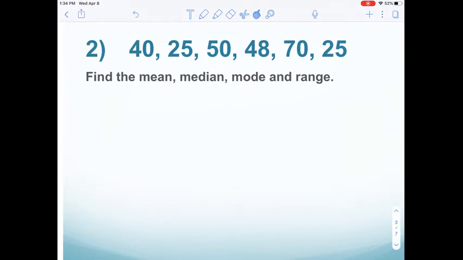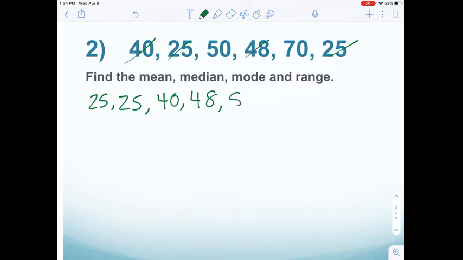Number 2 says find the mean, median, mode, and the range. The first thing we should do when given a set of data is to put it in order from least to greatest. So we have 25, 25, 40, 48, 50, and 70. And then to double check I have all of them, I'm going to count up how many I have. 1, 2, 3, 4, 5, 6. Count how many I was given. 1, 2, 3, 4, 5, 6. And they match, so that's a good sign.